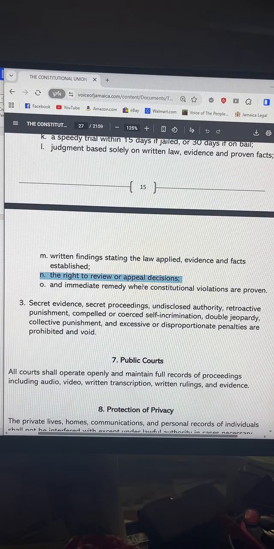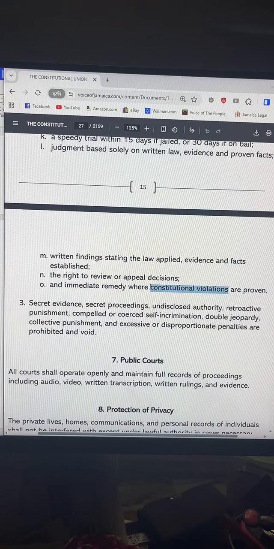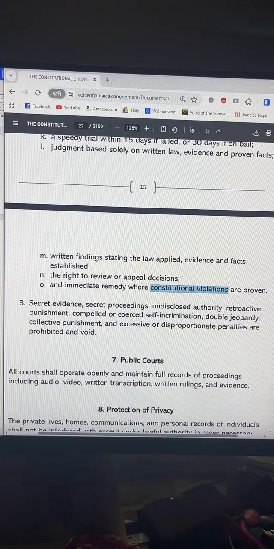And immediate remedy where constitutional violations are proven, right? So if we have a case where there is a charge brought against an individual, and that individual is not convicted, and it is shown that there was a constitutional violation against the individual, then immediate remedy is required, right? Because now you would have been injured from the time of the arrest all the way up to getting to court. So that would have to be remedied.